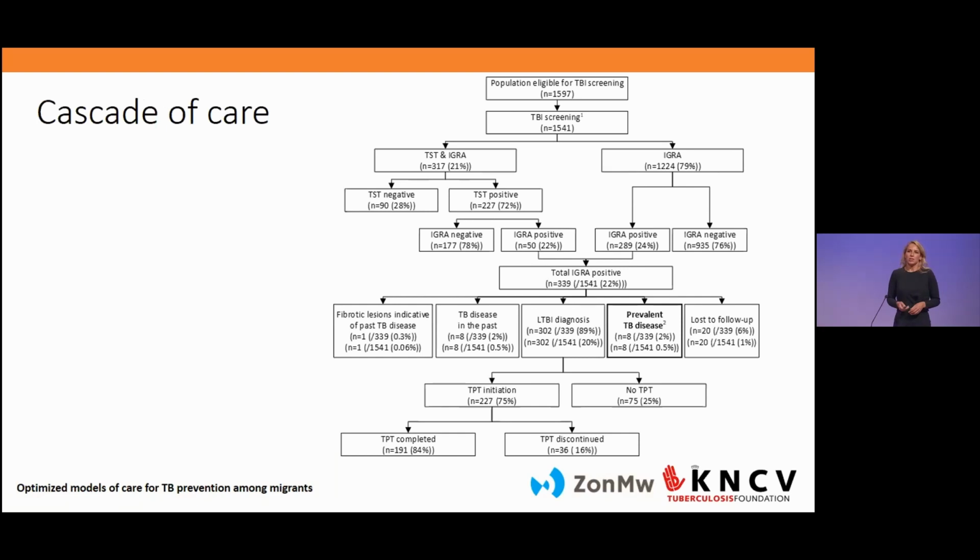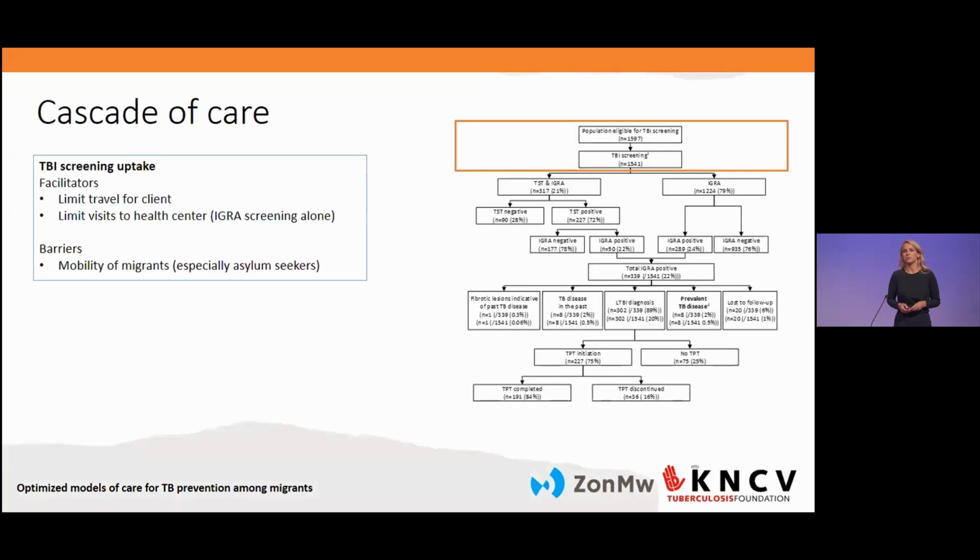In the 3 pilot studies, we screened a little over 1,500 persons for LTBI, of whom 20% had an LTBI diagnosis. Of those with the LTBI diagnosis, 75% initiated TPT, tuberculosis preventive treatment, and 84% completed tuberculosis preventive treatment. Facilitators for the LTBI screening uptake were to limit travel for the client to the public health service, and also limit the visits to a health center by screening directly with IGRA rather than TST and IGRA.